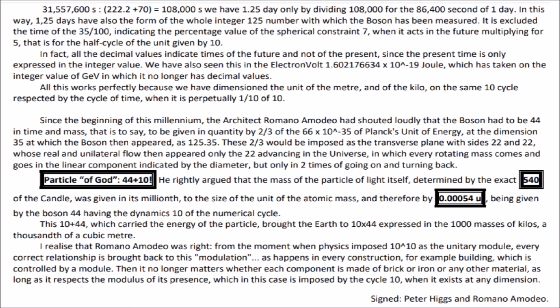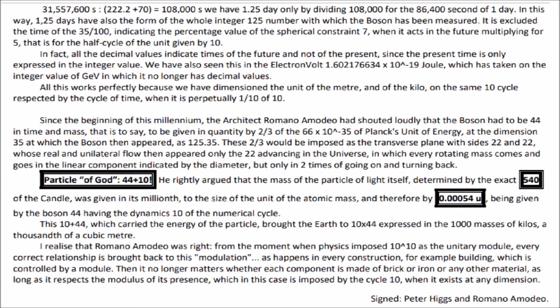He rightly argued that the mass of the particle of light itself, determined by the exact 540 of the candle, was given in its millionth, to the size of the unit of the atomic mass, and therefore by 0.00054 U, being given by the boson 44 having the dynamics 10 of the numerical cycle. This 10 plus 44, which carried the energy of the particle, brought the Earth to 10 multiplied by 44 expressed in the 1,000 masses of kilos, 1,000th of a cubic meter.